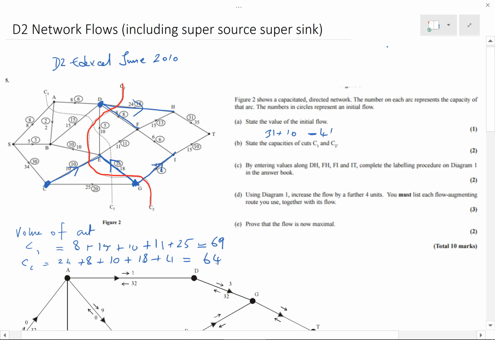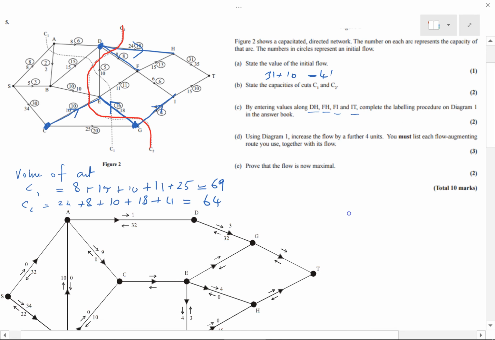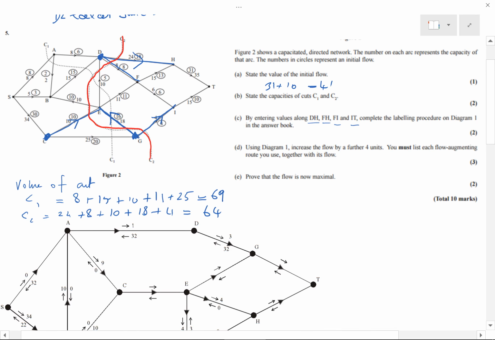Okay, right, now we've got something that's in the answer book. The network I've got would be shown in the answer book in your exam. It says by entering values DH, FH, FI and IT, complete the labeling procedure. Let's see if we can do that. Right, DH, right.